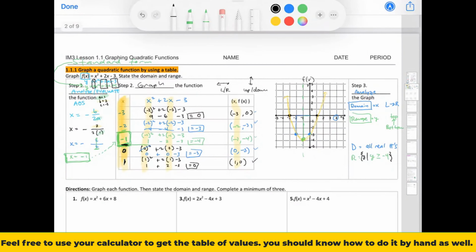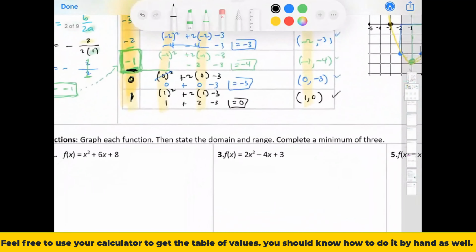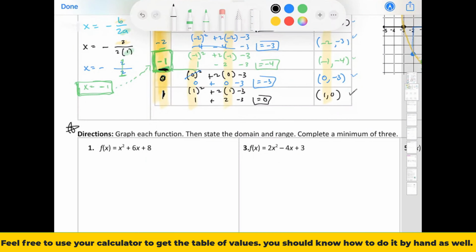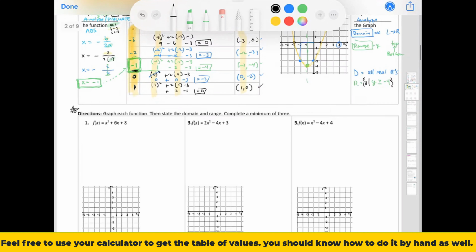All right, so that was our introductory problem. You must have filled that out. And let's look down here. This one says graph each function, then state the domain and range, and complete a minimum of 3 problems. Go ahead and pick your 3, then cross them off, and then if you want to see me do them all, go ahead and press play, or you can fast forward it to move to the problem you want.